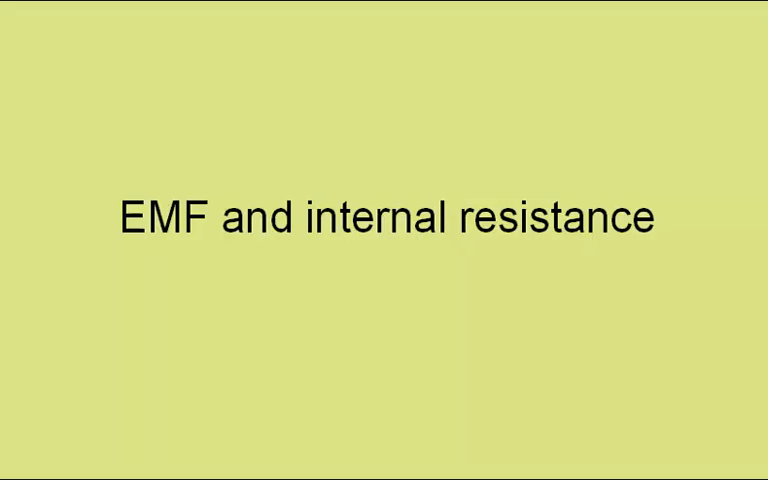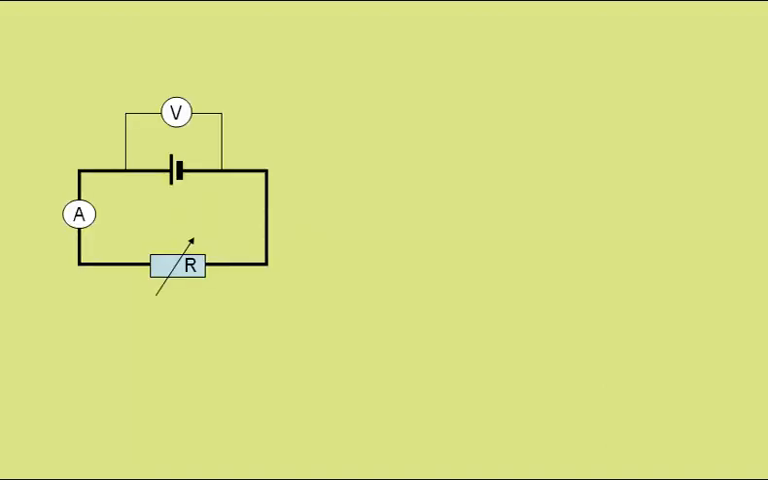Electromotive force, or EMF, and internal resistance. Here we have a simple circuit, and we're measuring the potential difference across the supply, in this case a cell, measuring the current through the circuit with an ammeter, and we have a variable resistor that I've given the symbol capital R.